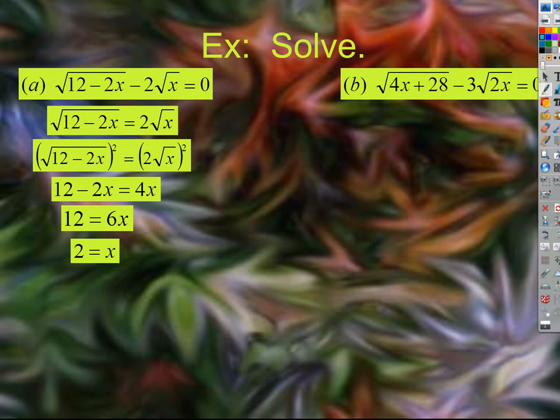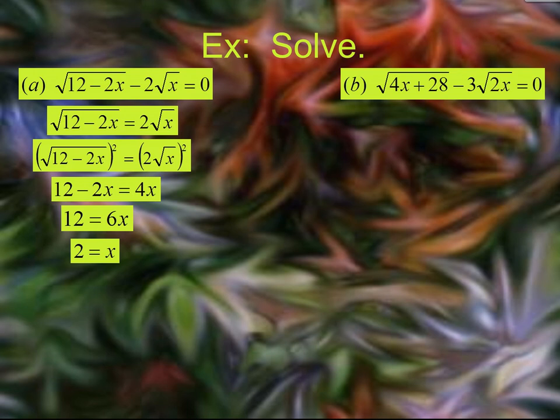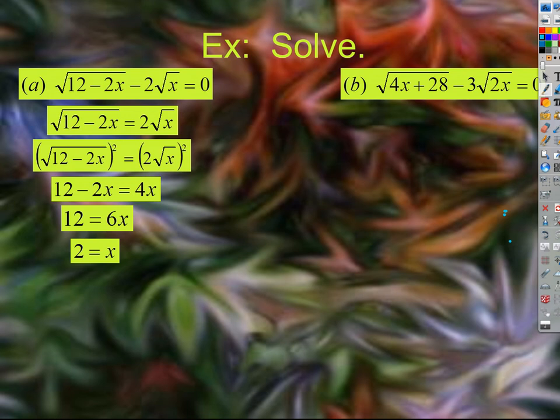How about this side? Over here. Same kind of thing, right? Add the 3 times square root of 2x to the other side. Maybe. Oh, I'm just making dots. Well, you know, make dots here.